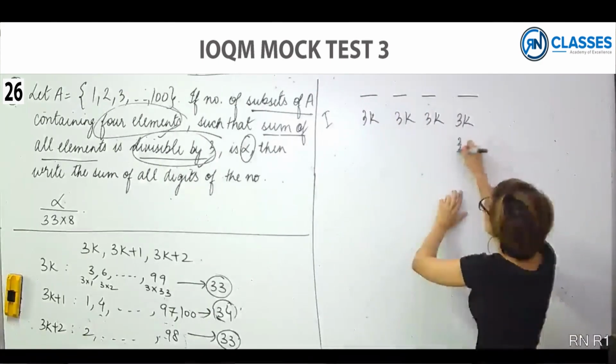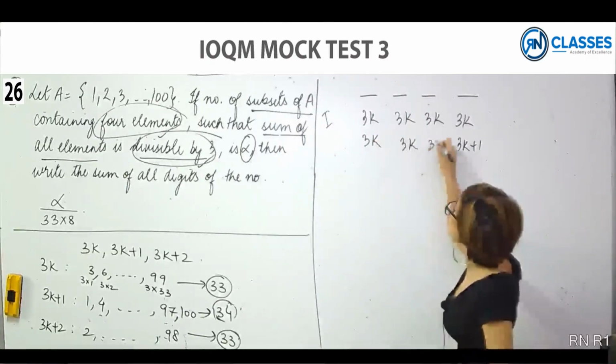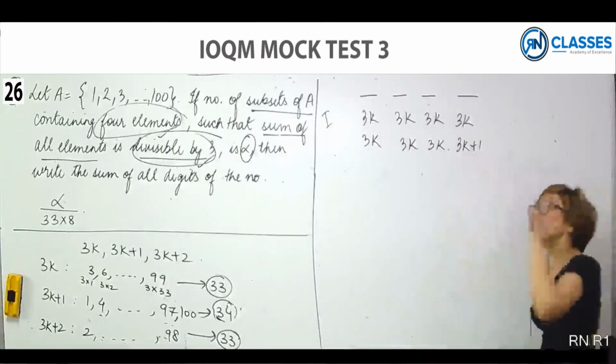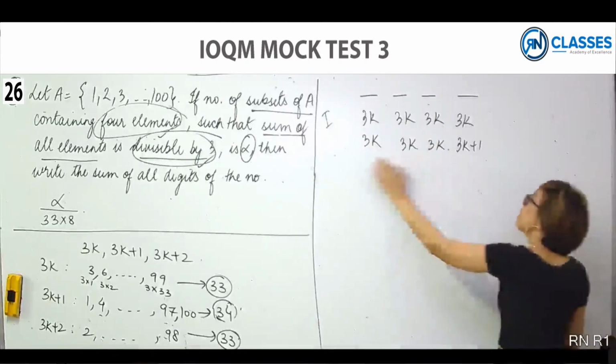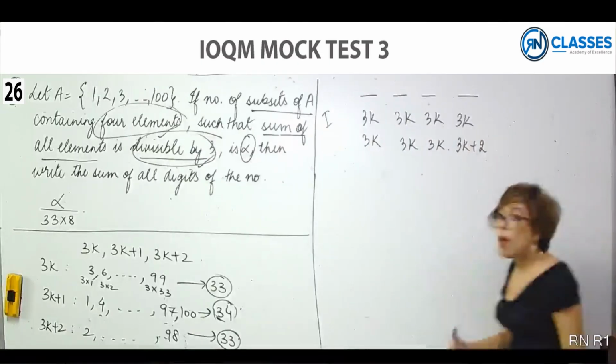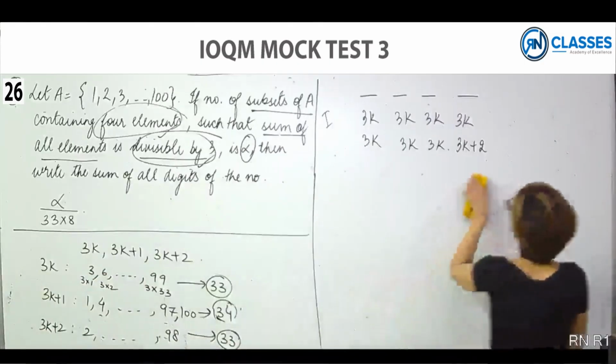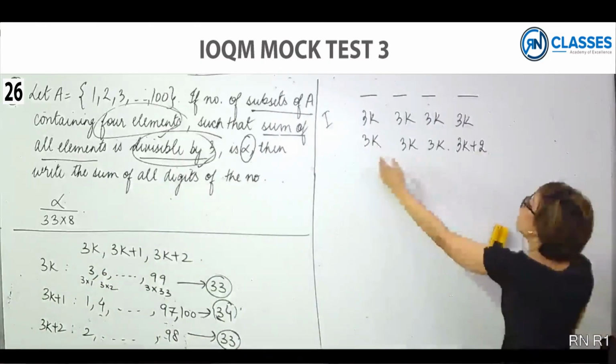Now, the thing is, I'll keep these 3 as constant. You think I can change this to 3k plus 1? The answer is no. Right? Because then the sum is not divisible by 3. Do you think keeping this as constant, I can keep this as 3k plus 2? The answer is no. Because again, the sum is not divisible by 3. So that means I have exhausted all the cases when I have these three 3k.